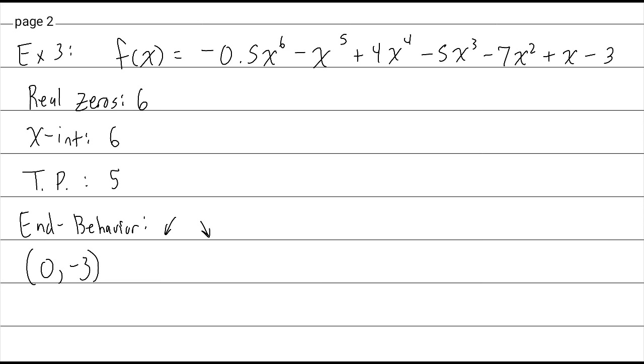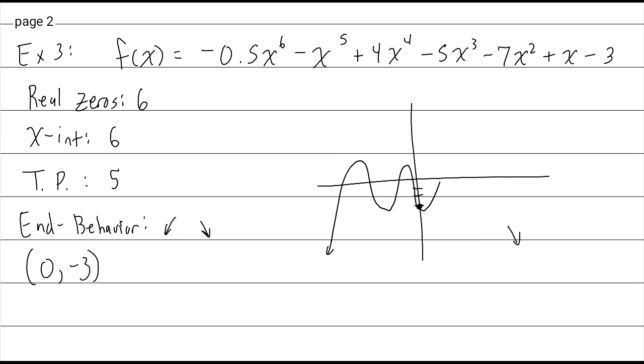Okay, so now, put all that together. It goes down this way. It goes down that way. It crosses at (0, negative 3). And it's going to cross the x-axis 6 times or less. 1, 2, 3, 4, 5, 6. There we go. It's kind of ugly, but whatever. Okay, so it looks something like that.